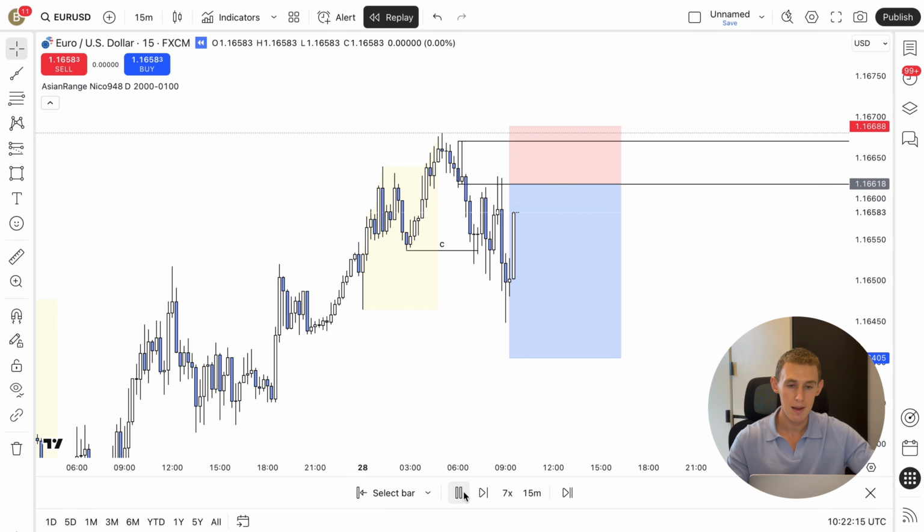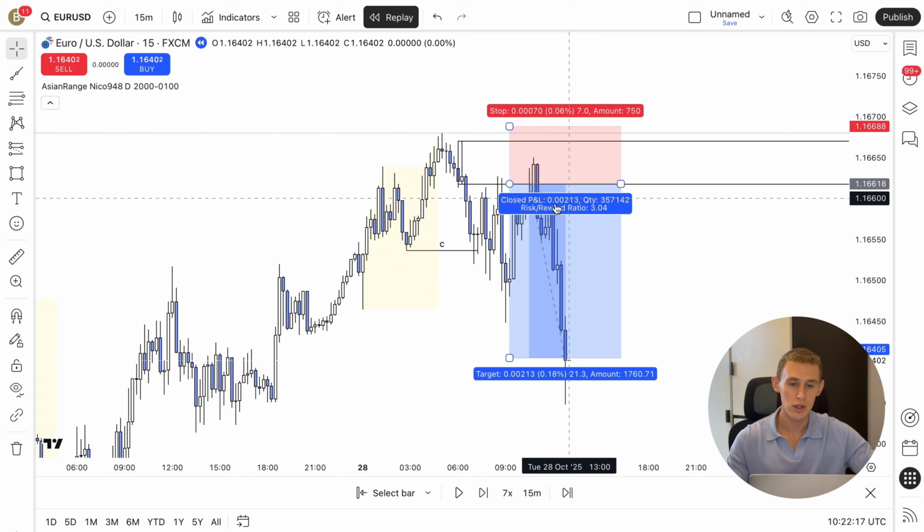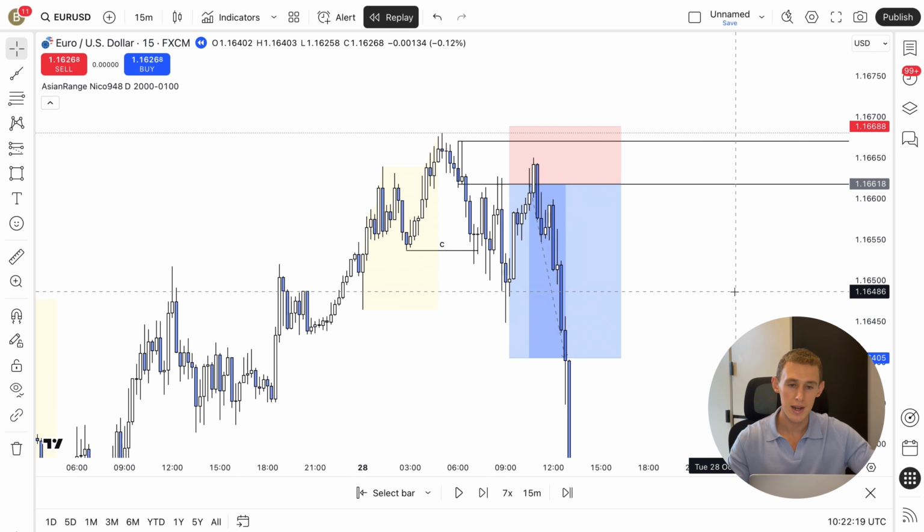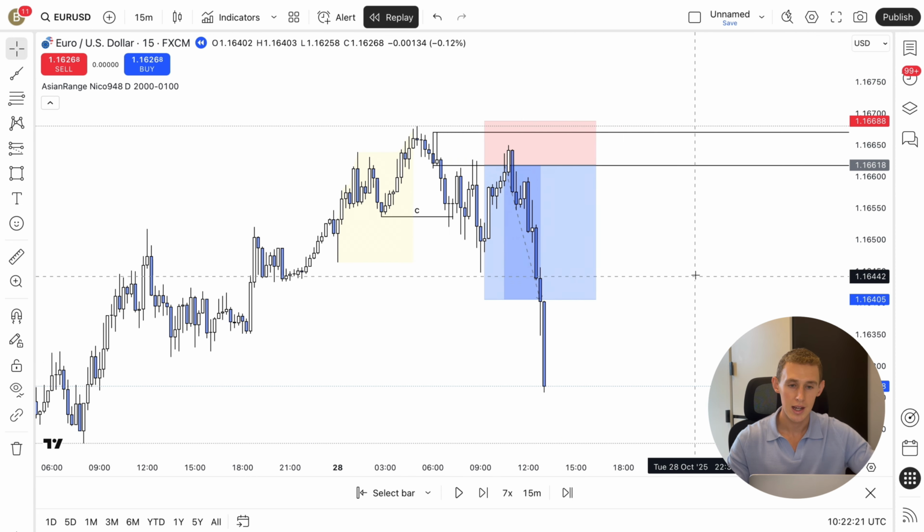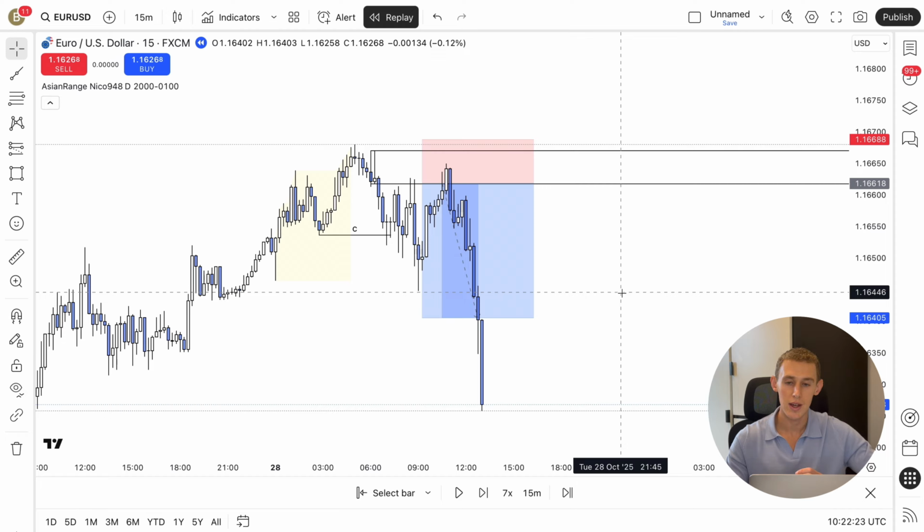As you guys can see, it did eventually come up, wick out that inducement, come back up and tap break even here, and then melted over to the downside as you can see. So that was the perfect second trade case study.